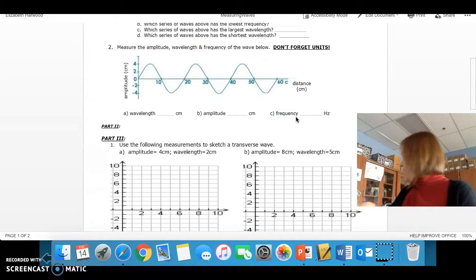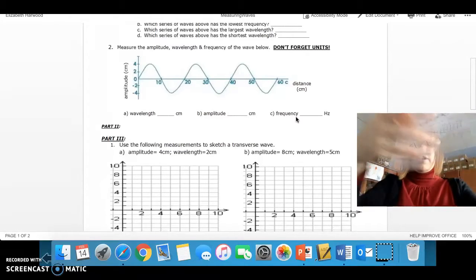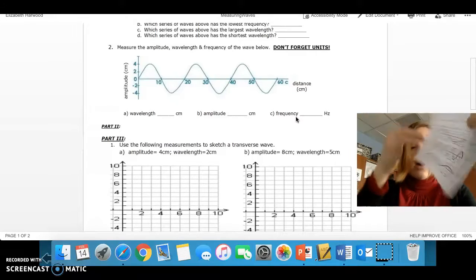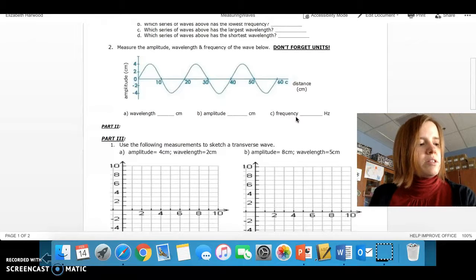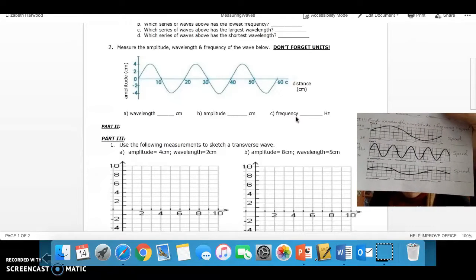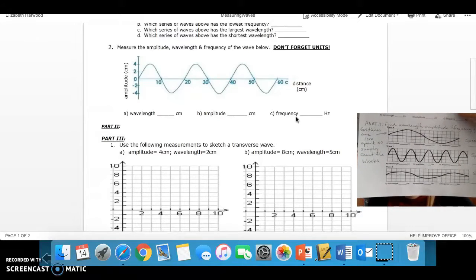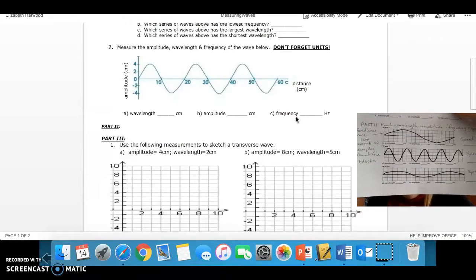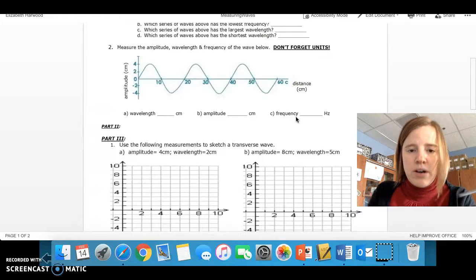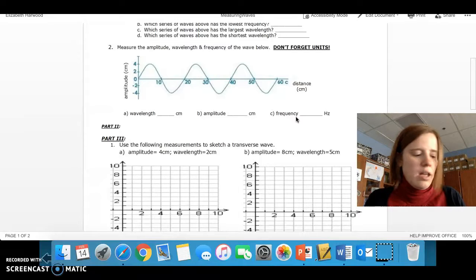Part 2 is not copied in here for some reason. Hold on 1 second. Part 2 we have right here on your paper. You're going to figure out on here the wavelength, amplitude, and frequency again. And this time it's not giving you numbers on your x or y axis, so you just have to count. Each square is a centimeter. Okay? Each block is a centimeter. And then using the formula for speed that we just put down in our notebooks, you're going to calculate the speed once you know the amplitude, the frequency, and the wavelength.